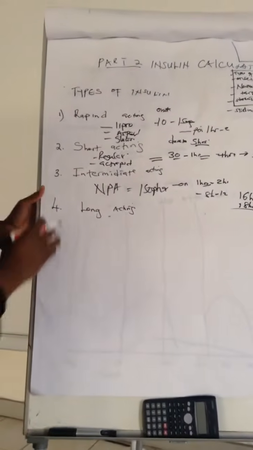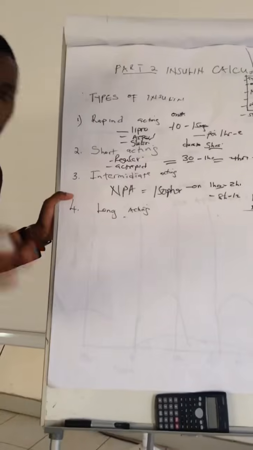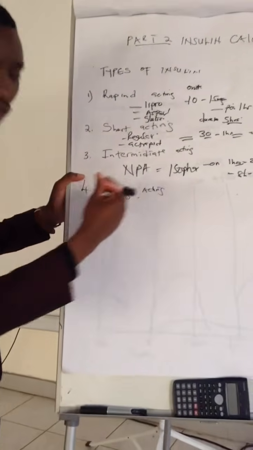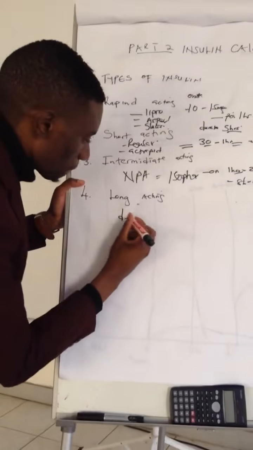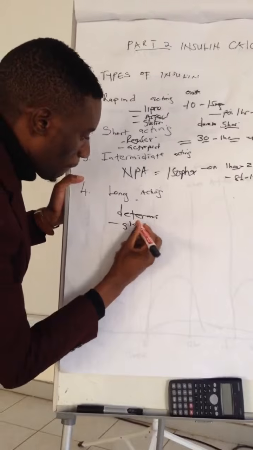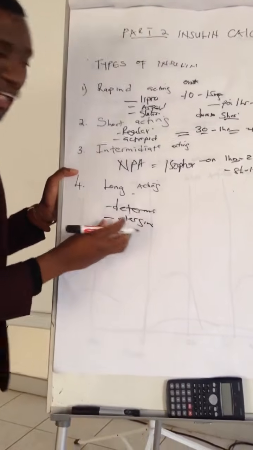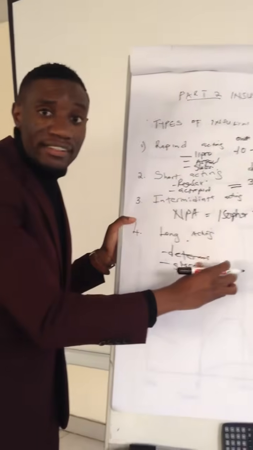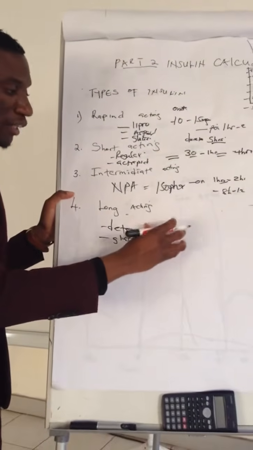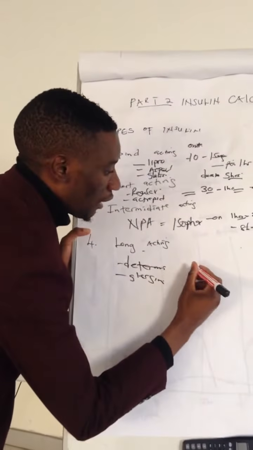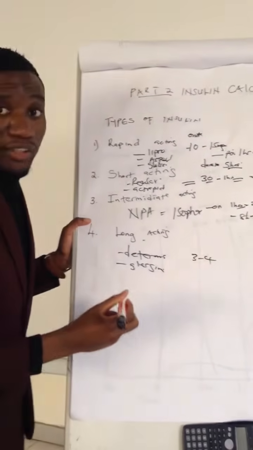We're going to the last. This is called long-acting insulin. Examples of this are Detemir and Glargine. These are examples of what we call long-acting insulin. These ones are very long-acting. The onset starts about 3 to 4 hours. That's when they start working.